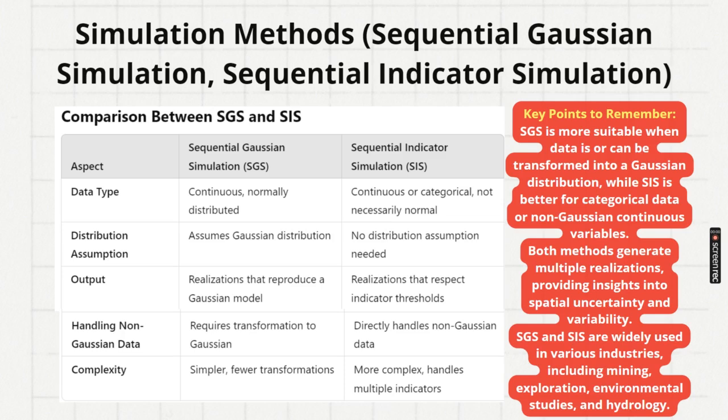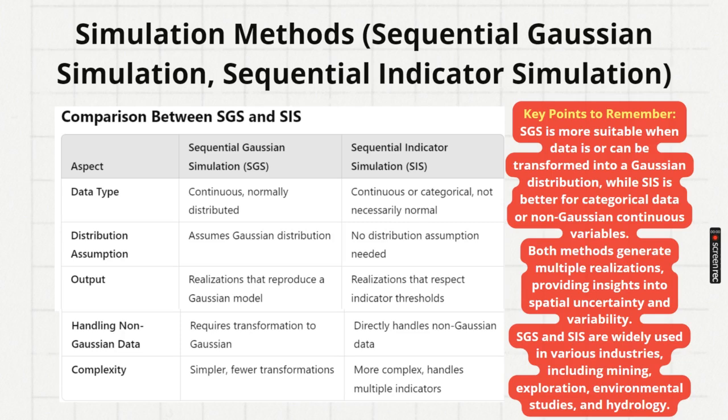Then the simulation method. There are two types of simulation: sequential Gaussian simulation, SGS, and SIS, sequential indicator simulation. For this, sophisticated instrumentation is very much essential, especially machine learning and software. This knowledge is very much essential, because this is very difficult to calculate manually, because for spatial statistics so many data are generated, an infinite number of points may be present.